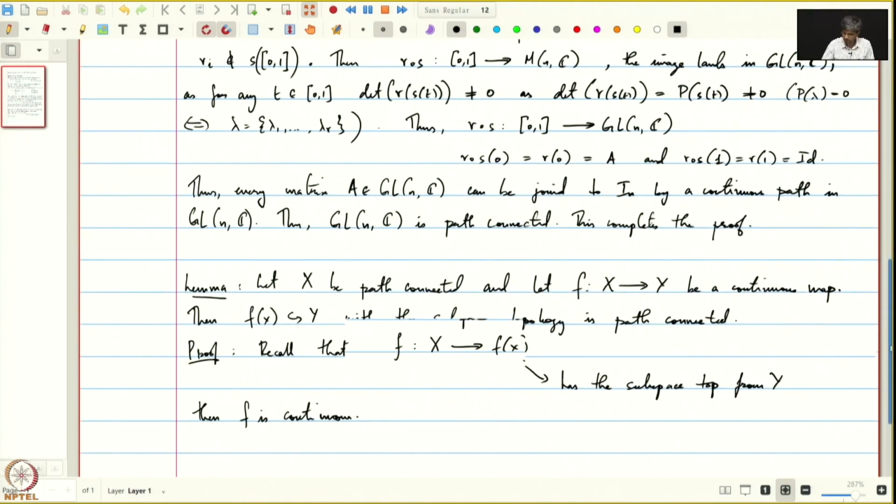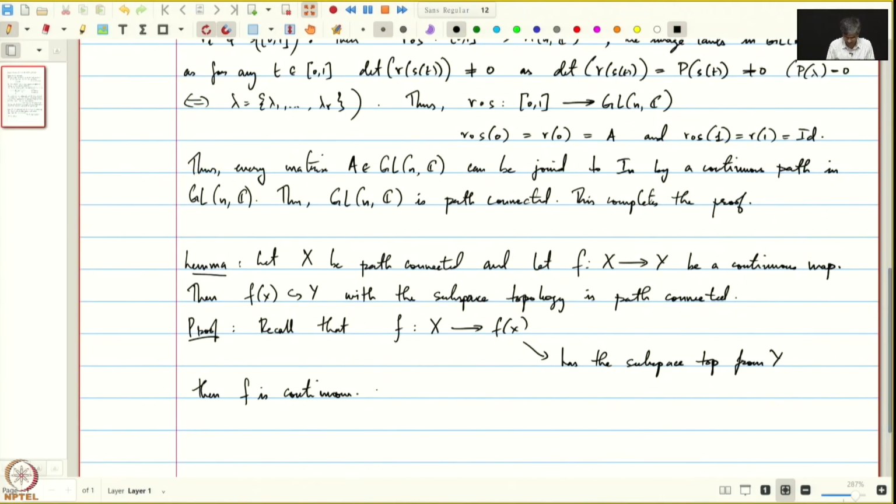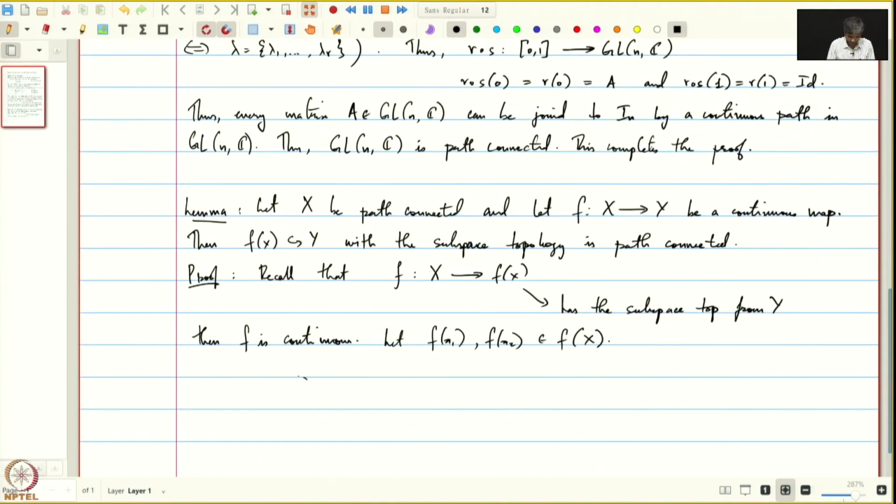Right. So now we want to show that f of X is path connected. So let f of X1 and f of X2 be any two points in f of X, right? So we have our X over here, and here we have X1 and X2, and here we have f of X, this is f of X1 and this is f of X2, right?